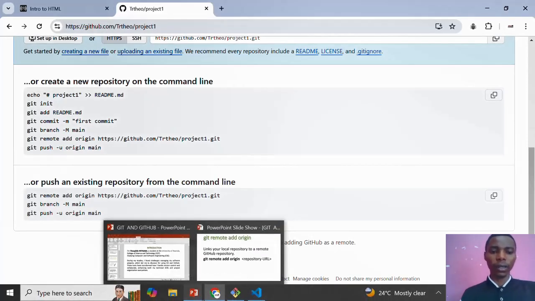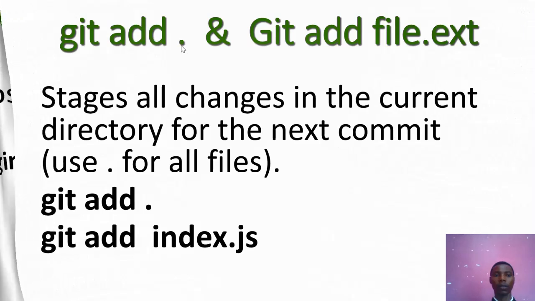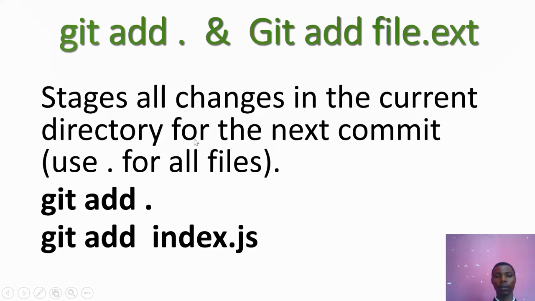Okay, let's see the others. So git add . and git add file.extension. Git add . stages all changes in the current directory for the next commit. So just use the dot for all files, since we may have more than one file. We just type git add .